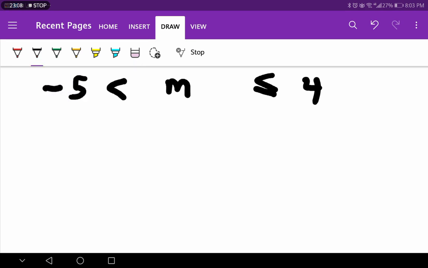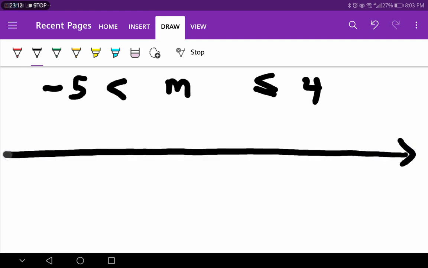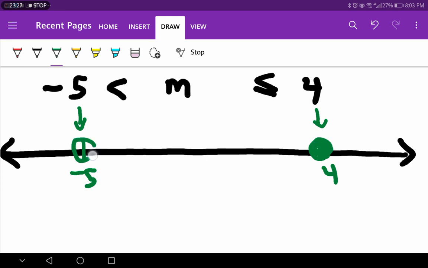He asked me to graph it. I will graph it. I draw the number line, a long one. I drop the negative 5 here and drop the 4 here. Here it is closed. Here it is open. And color the area between them.